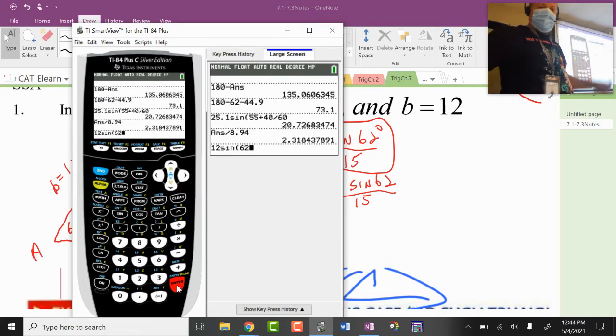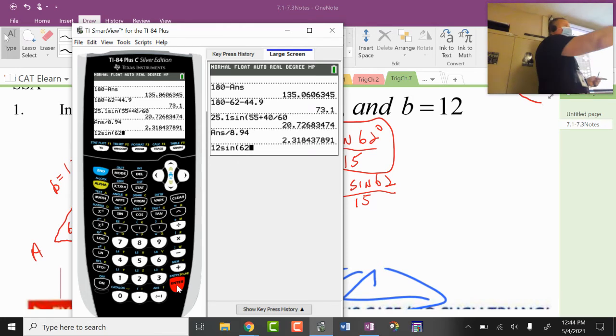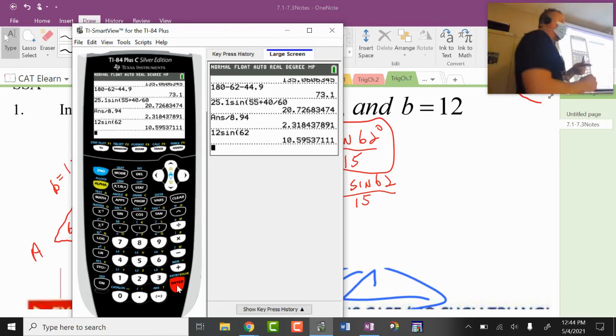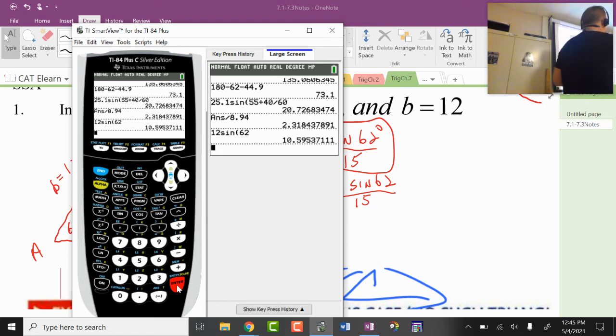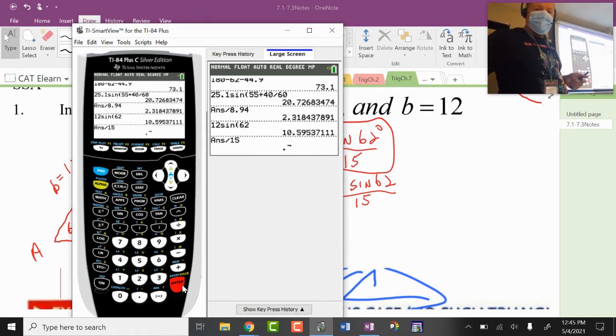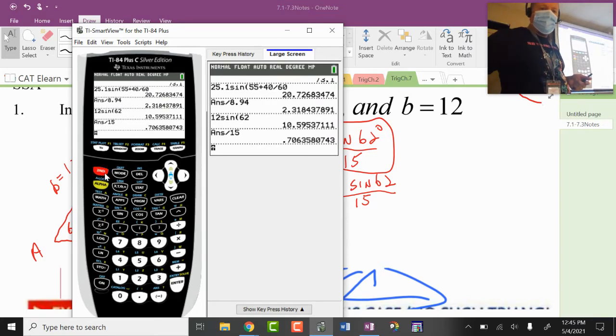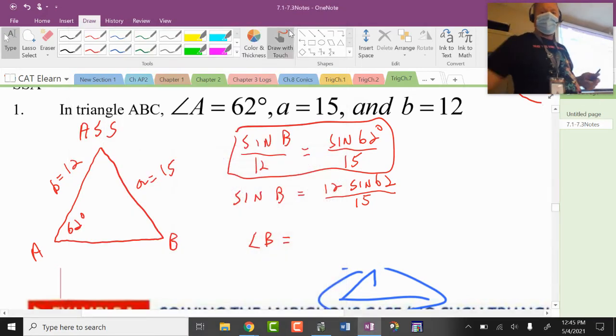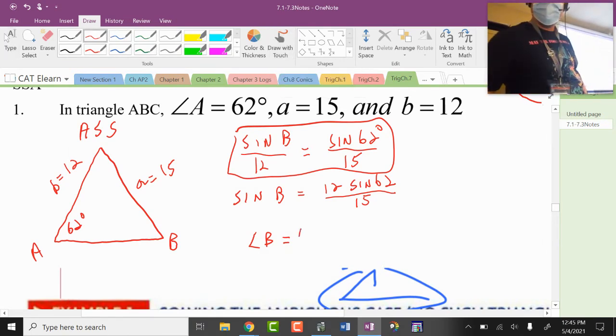So this is always what I do. I hit 12 sine 62. Make sure your calculator's in what, by the way? Every day in degrees, in case some friend of yours borrows it and the teacher in that class deletes your memory. Then it goes back to radians. And then divide that by 15. So get the numerator done first, then divide, then inverse sine that ratio, in order to get 44.94. Let's just say 44.9.